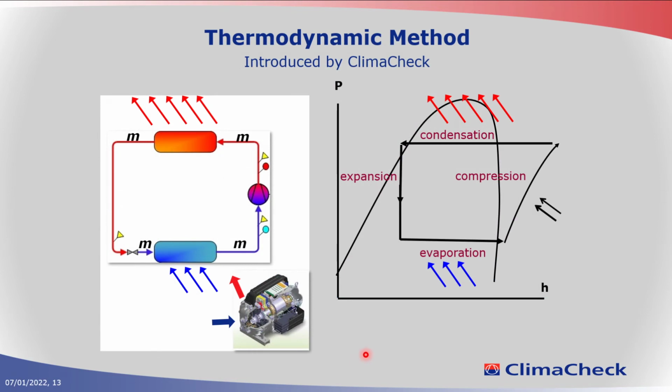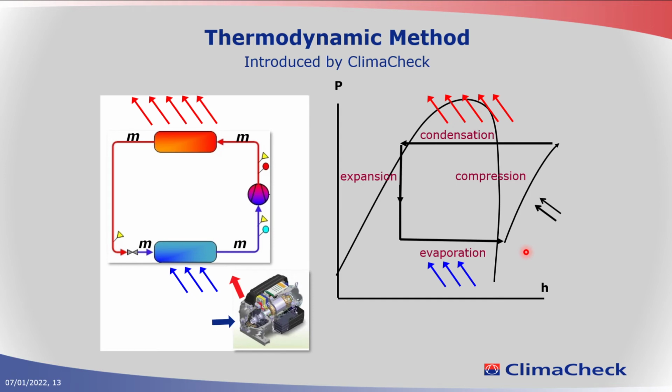So now we have looked a little bit at the thermodynamics in the HLOP diagram. So what is ClimaCheck doing then? How are we calculating the cooling and heating capacity? We looked in the HLOP diagram. I said we had the enthalpy difference over the condenser and the evaporator, and that we are measuring that. But to get heating and cooling capacity, we also need the mass flow. So we need the mass flow in this refrigerant circuit.